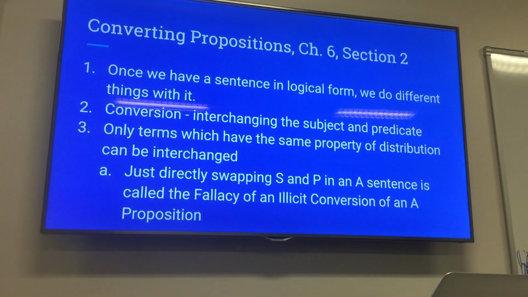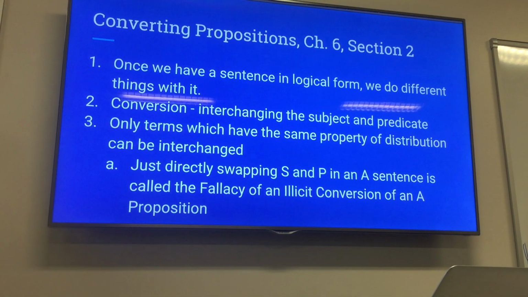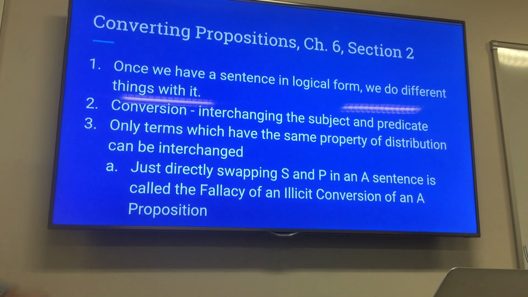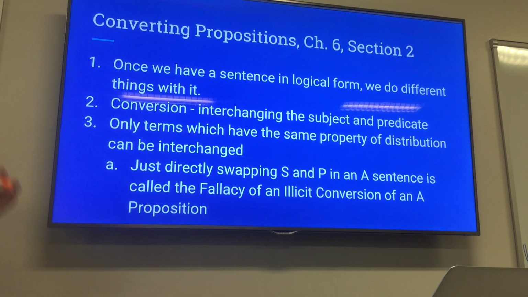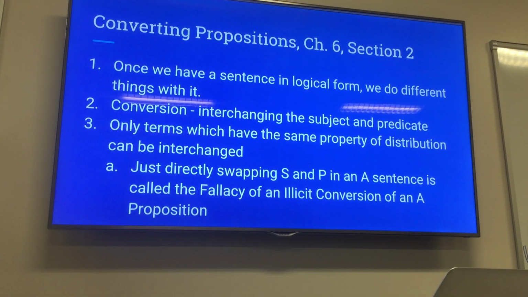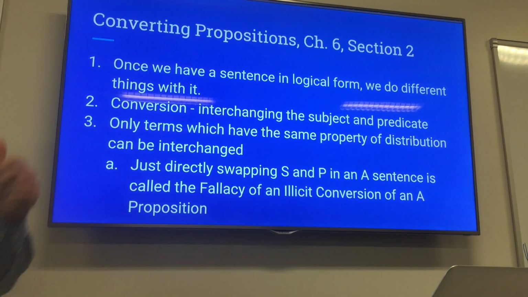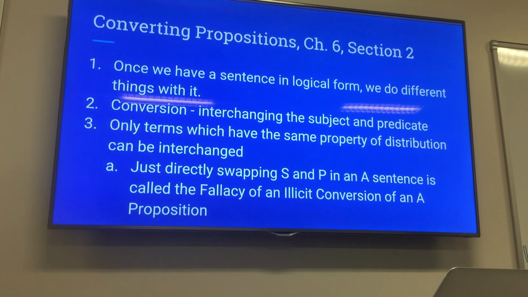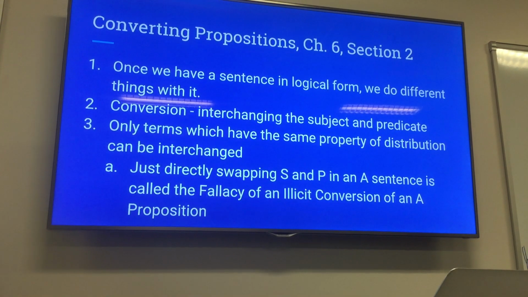But if you just swap subject and predicate in an A pattern sentence, just because, that is called the fallacy of an illicit conversion of an A proposition. That is possibly the lamest name of a fallacy anyone has invented, but it's very descriptive. If you convert this the wrong way, we mess up the distribution. The reason this is a fallacy is because in an A pattern sentence, the subject is fully distributed, we're talking about all of the subject. And in the predicate, we're only talking about some of the predicate.